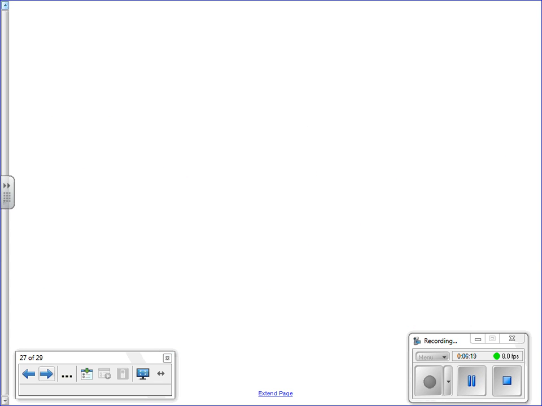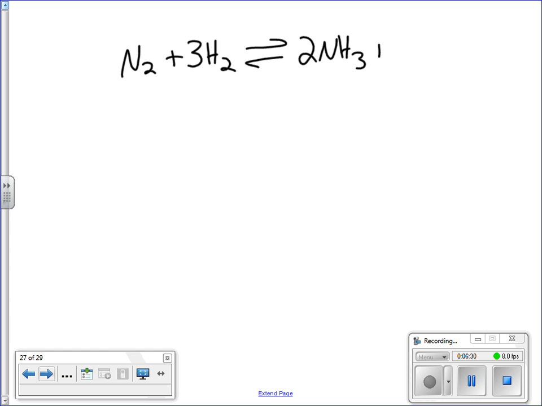Let me rewrite this equation. I should have typed it, but I didn't, so bear with me. 3H2, arrow, arrow, 2NH3 plus energy. Two more things we need to talk about. First one is temperature, and then we're going to talk about pressure.